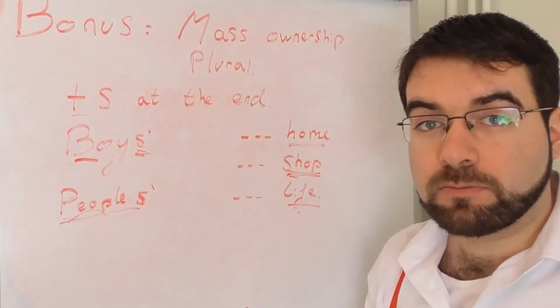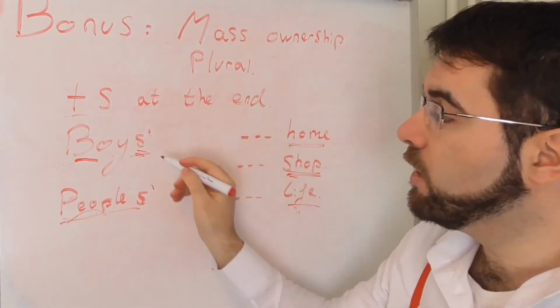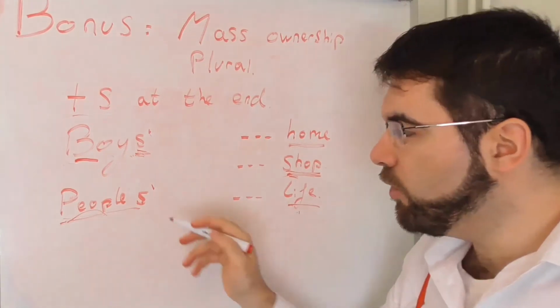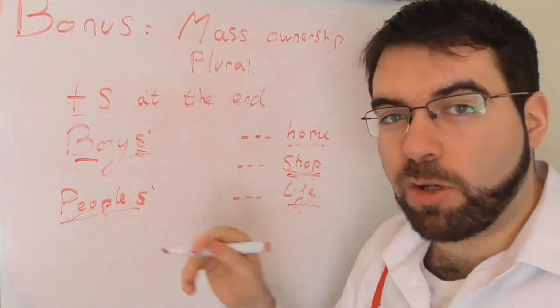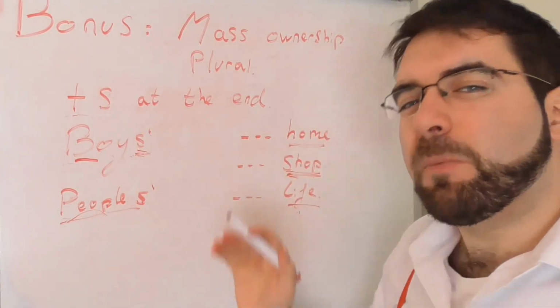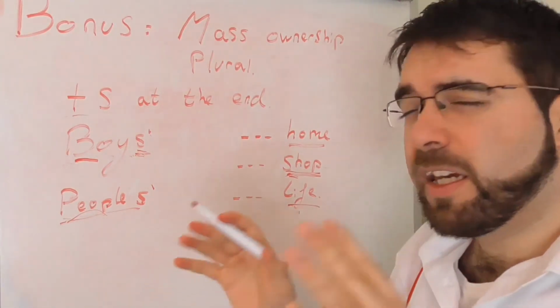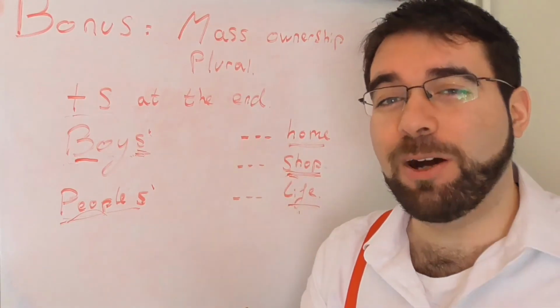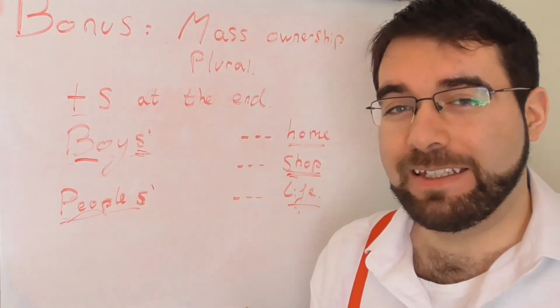Do what they can. So mass ownership, S, apostrophe, as opposed to apostrophe S. Otherwise you're going crazy, adding S and apostrophe all over the place. Too many S's. Keep it simple. Path of least resistance. Keep it nice and simple. Don't overcomplicate English more than it already is.